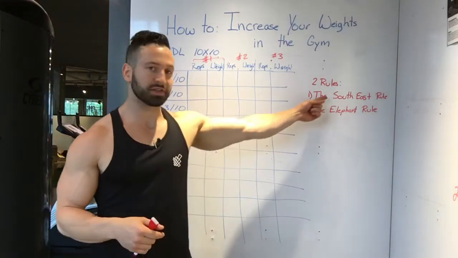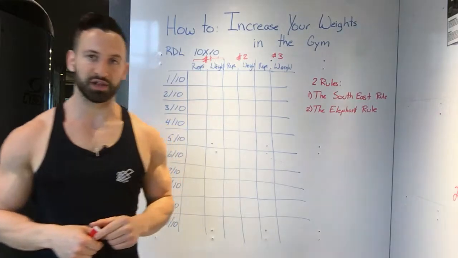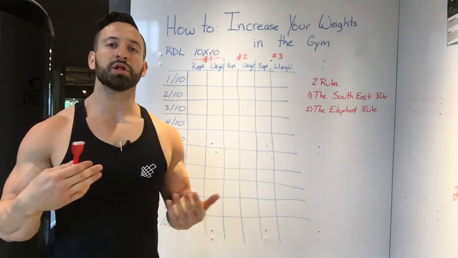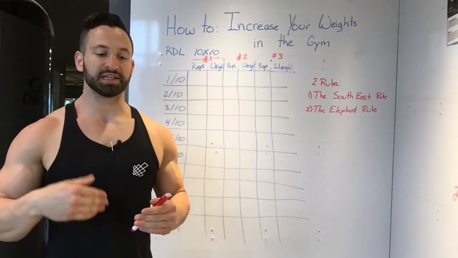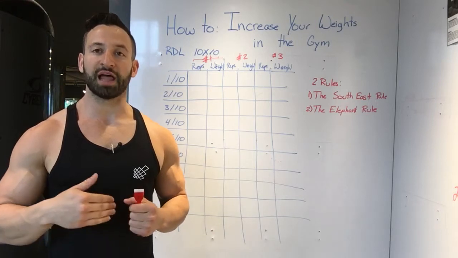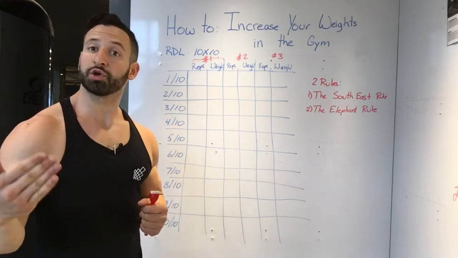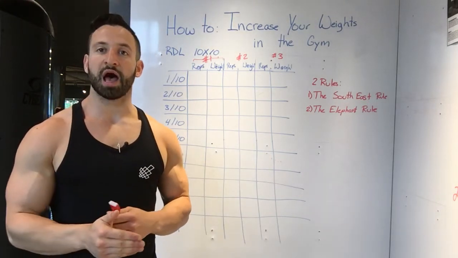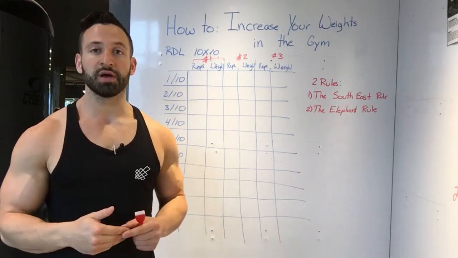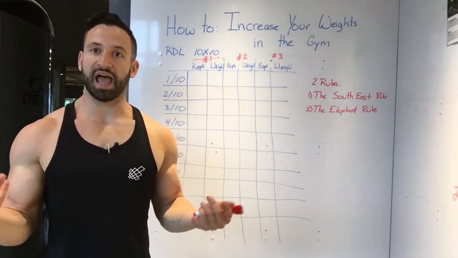One of them is called the Southeast Rule. The second one is called the Elephant Rule. And it's a simple law of linear progression. It's a simple set of rules to follow that allow you to both track your weights, increase strength, improve volume, and more importantly, have a way of doing things.